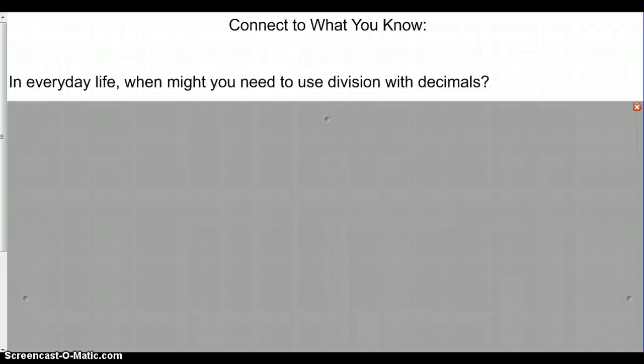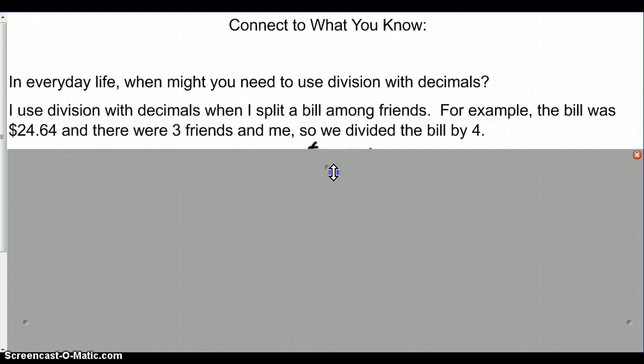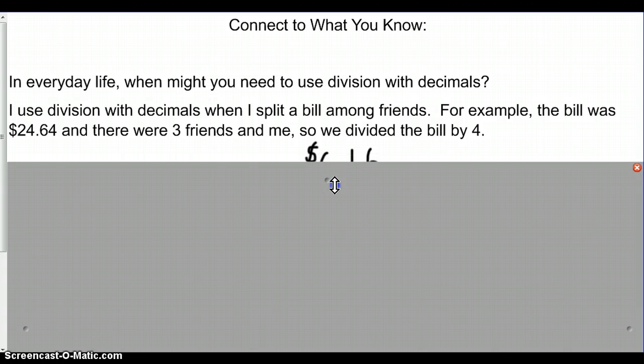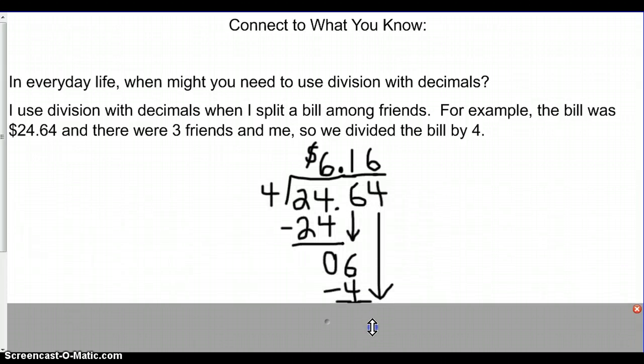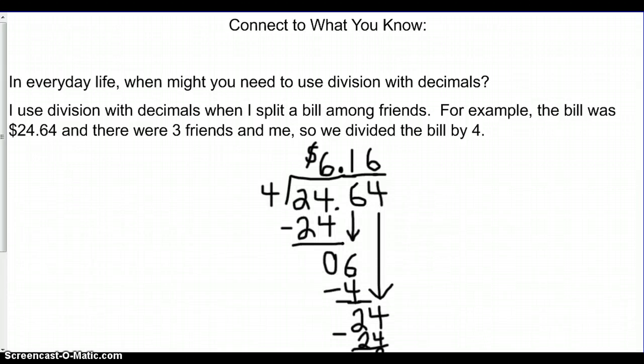Connect to what you know. In everyday life, when might you need to use division with decimals? I use it when I split a bill among friends. For example, the bill was $24.64 and there were 3 friends and me, so we divided the bill by 4. Remember, you always raise up the decimal from where it is in division.